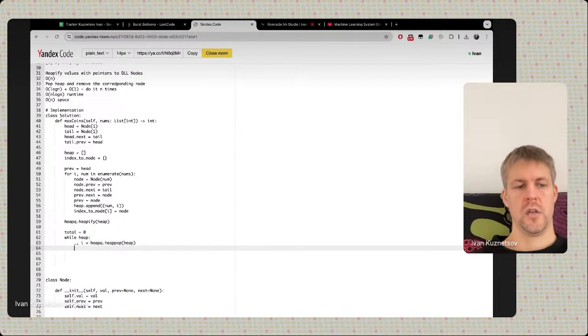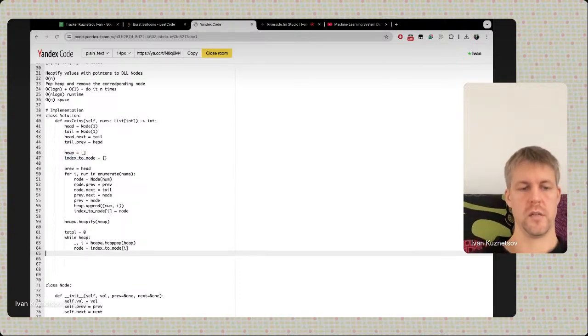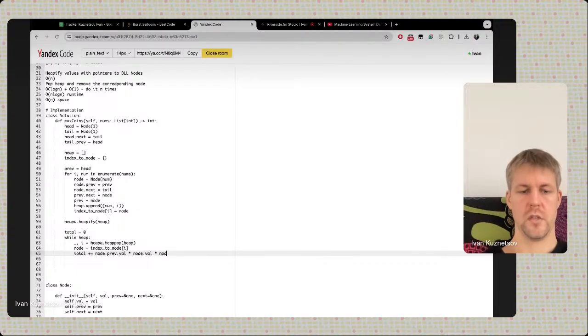Then node will be index to node I, total will be plus or equals to, okay, node previous value times node value times node next value.